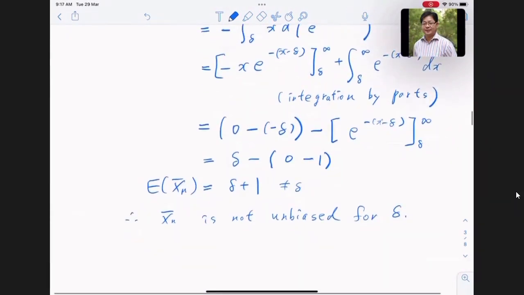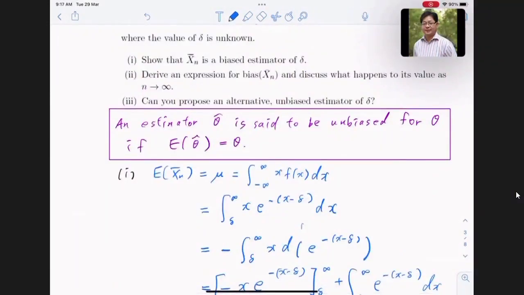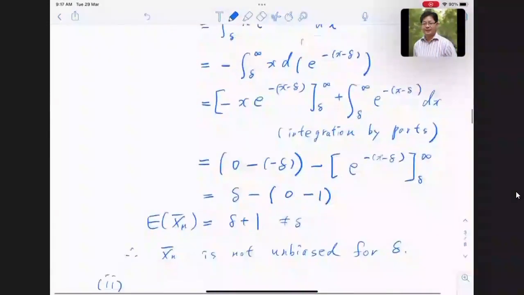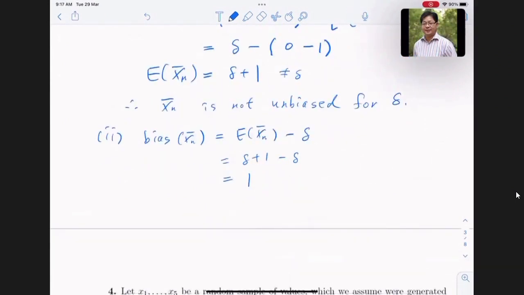And in part 2, we are asked to derive an expression for the bias. Now, according to the definition, bias is equal to the expectation minus the parameter we want to estimate. So in this question, we will find that the bias of the sample mean is a constant, equal to 1. And it remains constant no matter how large a sample you draw.